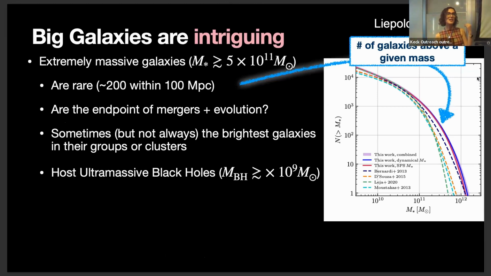These are also often the endpoints of mergers and evolution. So if you want to understand those processes, these are good things to look at. They're sometimes, but not always, the brightest galaxies in their groups or their clusters. So they're also important for understanding those larger structures as well. And the center of a lot of the stuff that I focus on is that they often host ultramassive black holes above about 1 billion solar masses.